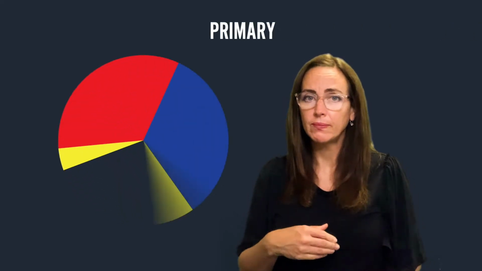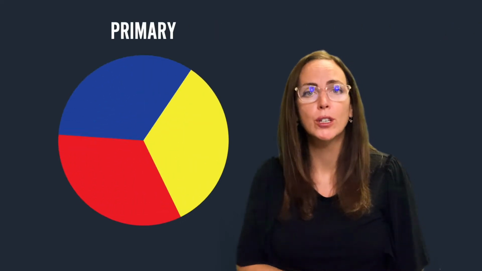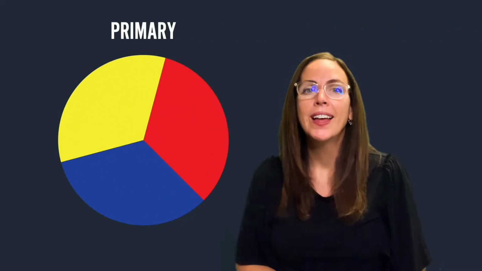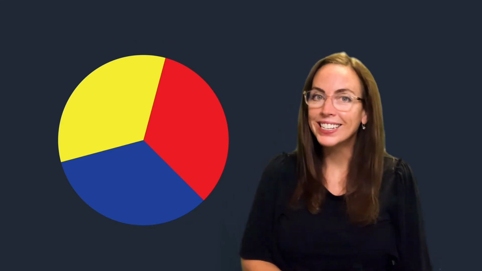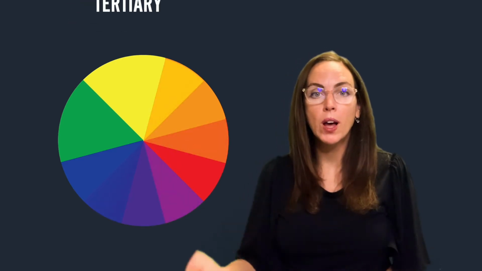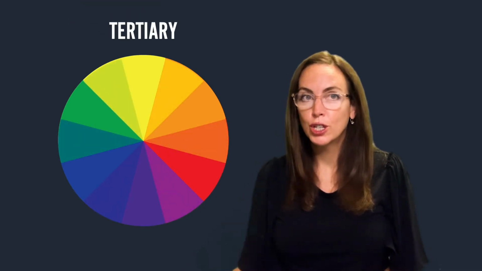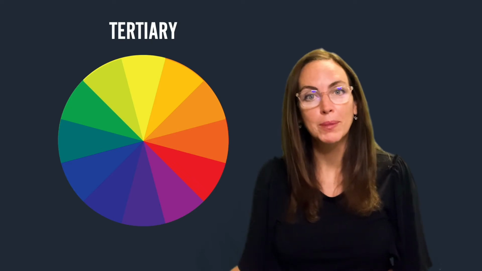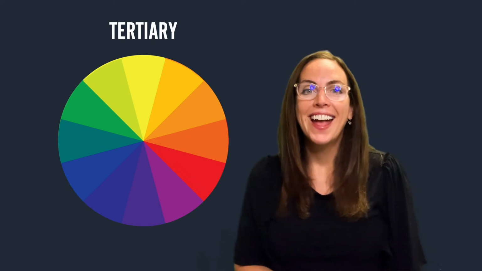So let's take a quick review of the color wheel. First, we have our primary colors, red, blue, and yellow. Then we move on to our secondary colors, which are orange, green, and purple. And then we go one level more to our tertiary colors. I hope I'm saying that correctly.